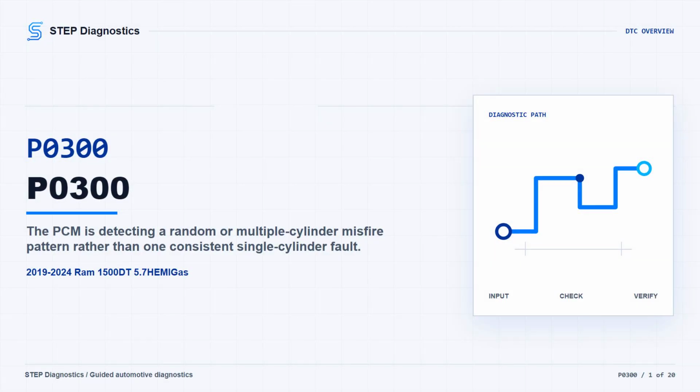P0300 on this RAM means the PCM is seeing a random or multiple cylinder misfire pattern, not one clean single cylinder story every time. The truck may idle rough, hesitate, lose power, or turn on a flashing MIL during a severe misfire. Stop/start may also be disabled while this code is active.